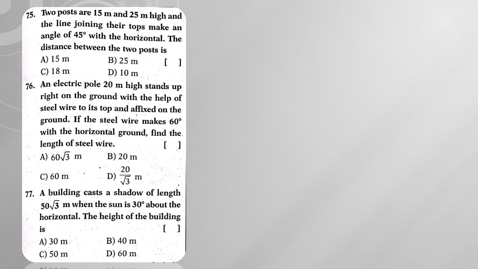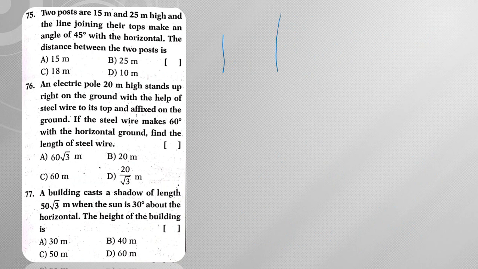Next, question number 75. Two posts are 15 meters and 25 meters high, and the line joining the tops makes an angle 45 degrees with the horizontal. The distance between the two posts is. So two posts are 15 meters and 25 meters long, and the line joining the tops makes an angle 45 degrees with the horizontal. Now let me draw the figure.